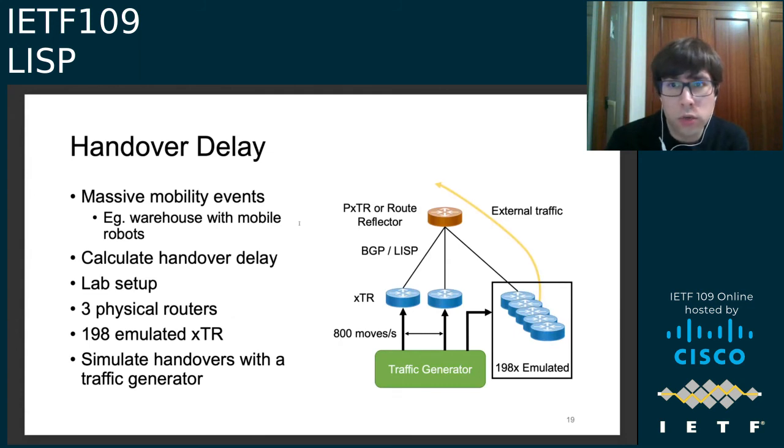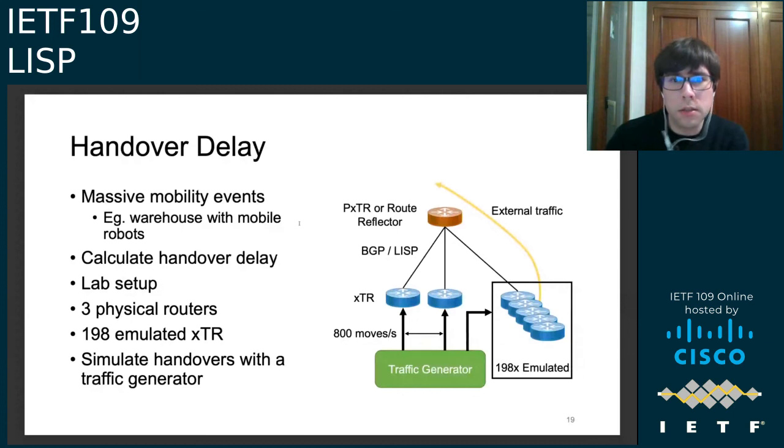We also used a traffic generator to emulate roughly 200 XDRs, and they were all generating traffic to an external network. And also we used the traffic generator to create handover events between the 2 physical routers at a rate of 800 moves per second. And this was a requirement of this deployment that I was telling you before.